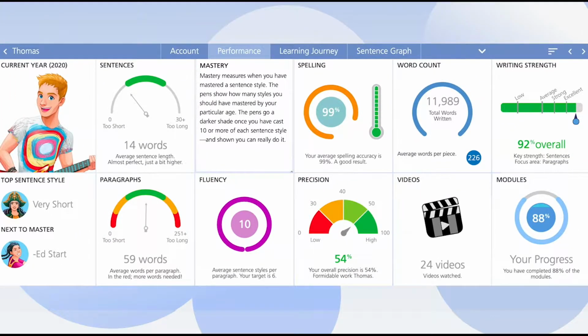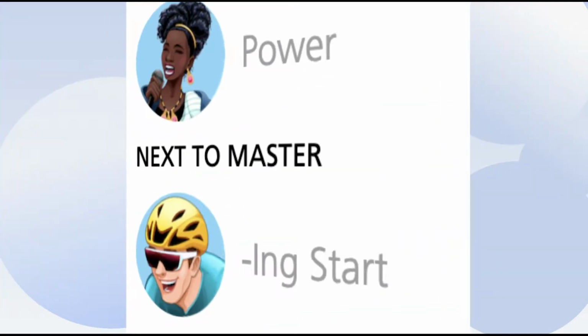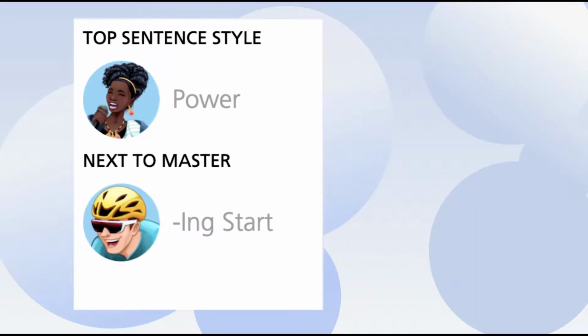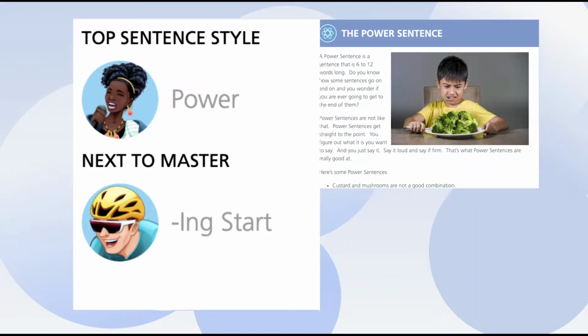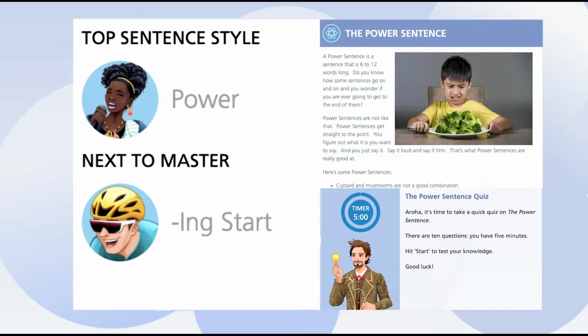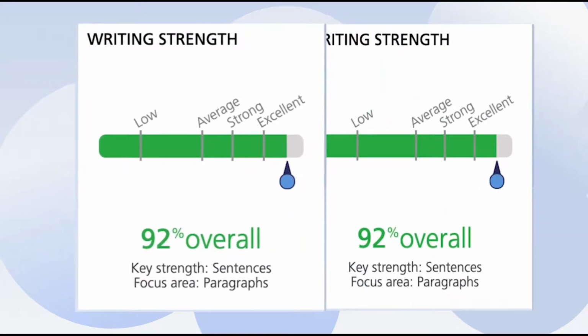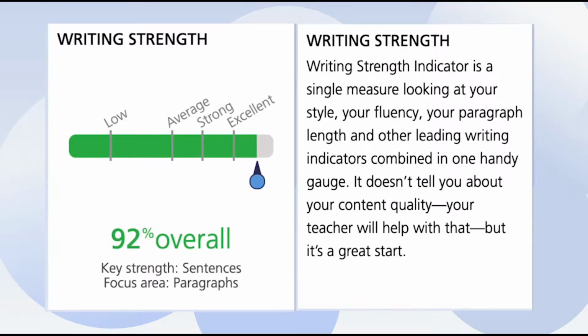Performance page also shows your top sentence style and the next one to master. To find out more, simply click on them. A writing strength indicator, doing the math across a range of writing skills, provides a single representation of your overall writing quality.